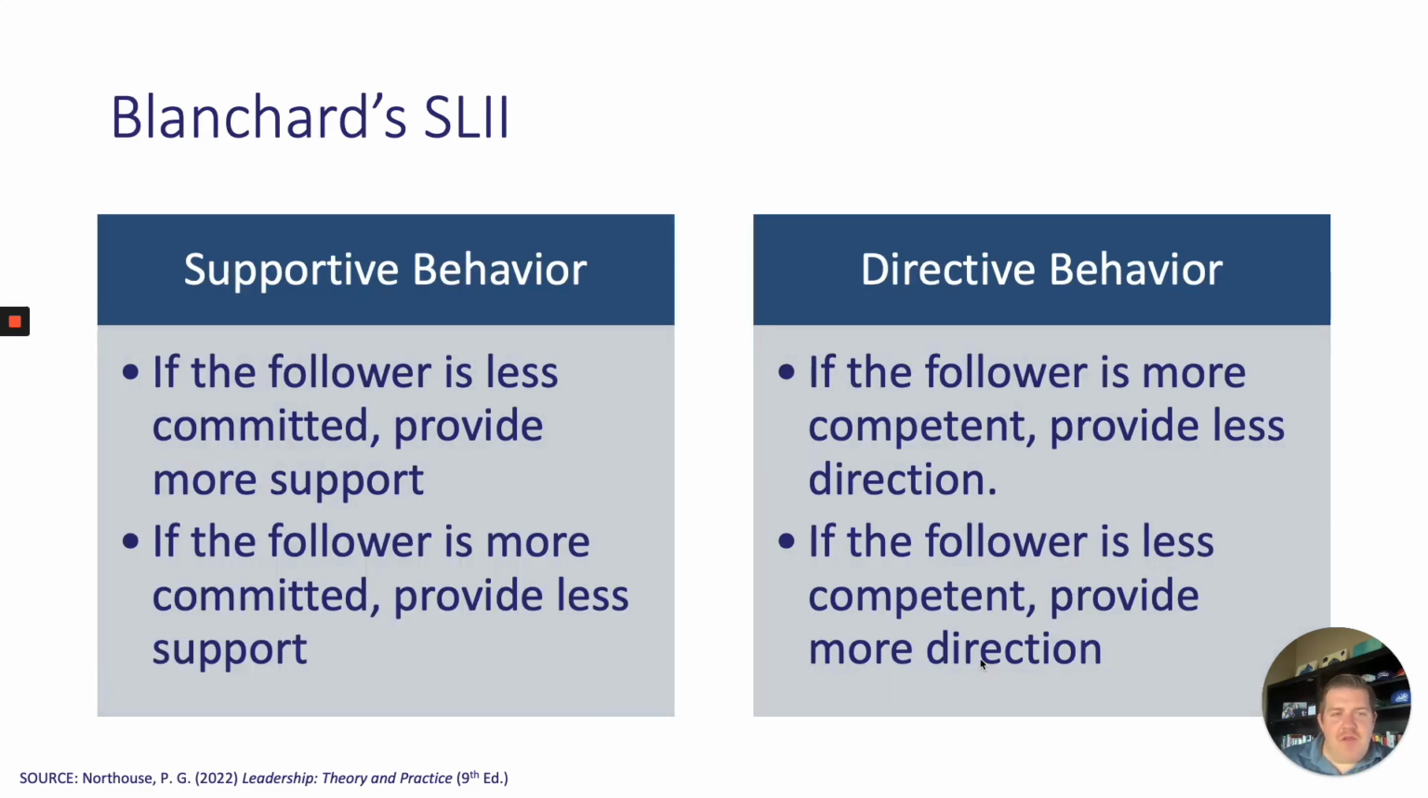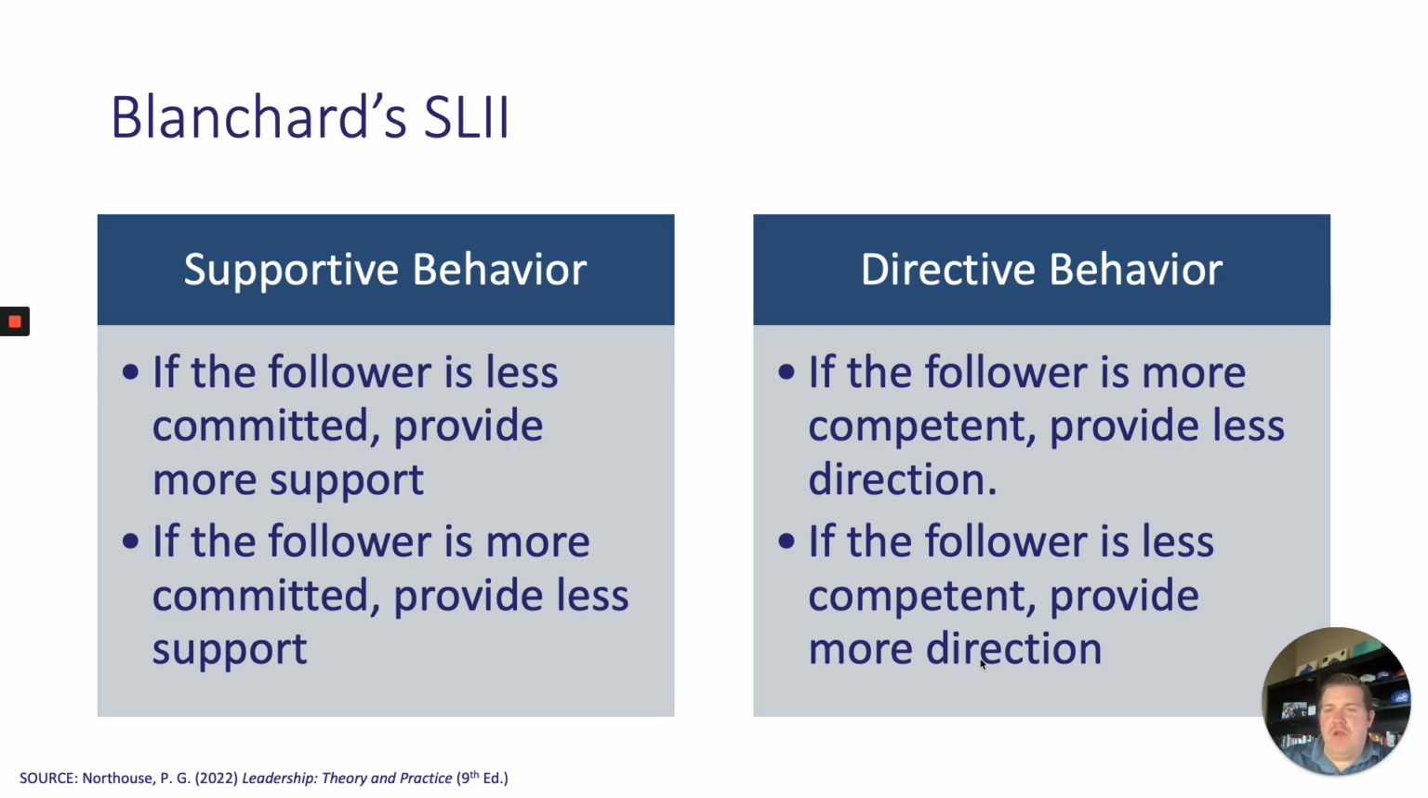Now, Ken Blanchard and Paul Hersey developed a model that helps us understand how leaders can respond to different situations. Basically they said that leaders need to adjust their level of supportive behavior or directive behavior depending on the situation. So what do we mean by that? Well, supportive behavior is the concern for people, making people feel good about what we're doing. Directive behavior is where you're telling people exactly what to do. Okay, so under Blanchard's, we call this SL2, so you can think of Situational Leadership 2.